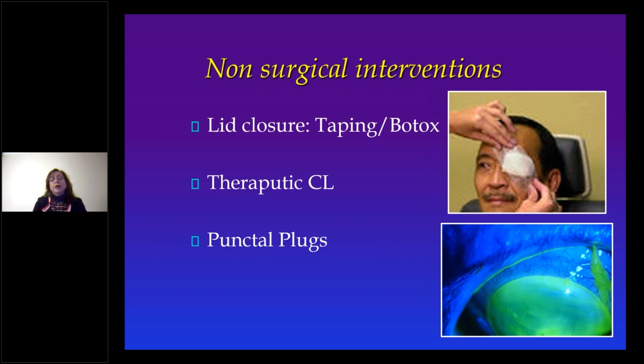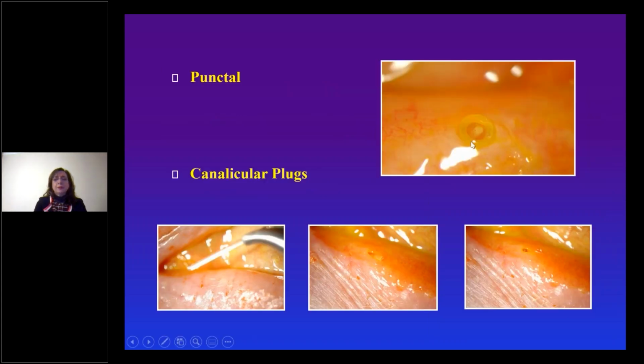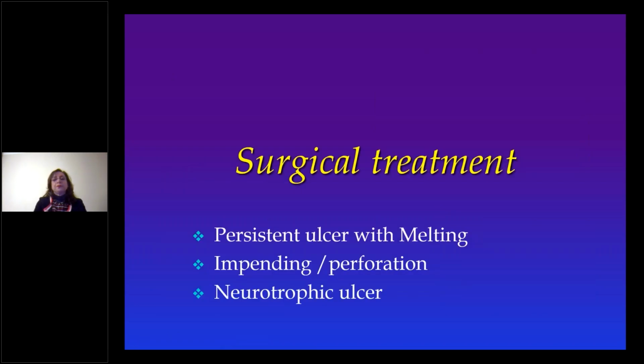And you can increase the lubrication by putting punctal plugs, especially if the patient has dry eye, and that will help heal the neurotrophic ulcers. These are examples of punctal plugs, and they can also be canalicular plugs. The canalicular plugs will not be seen on the surface, so you have to check in the notes to make sure that the plug is there from the nose.